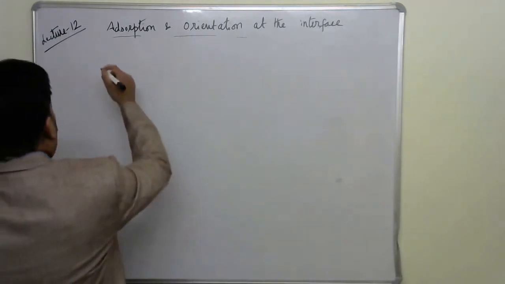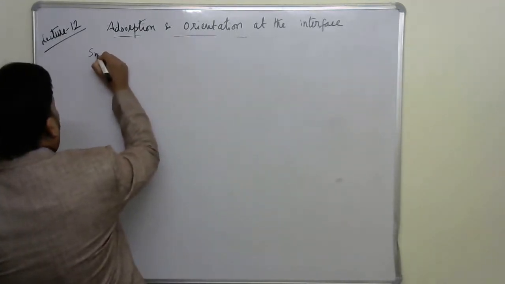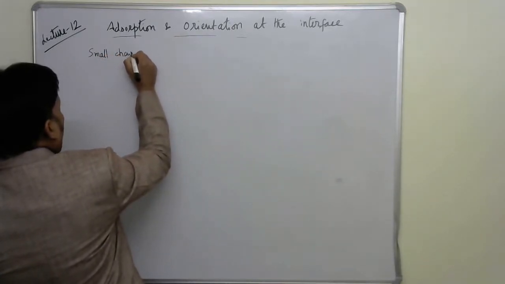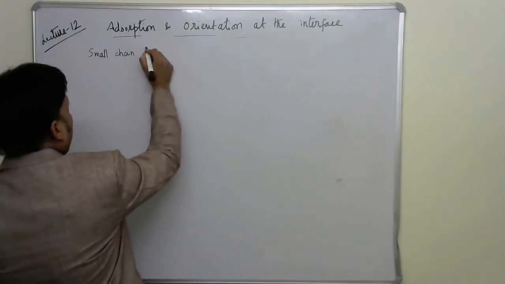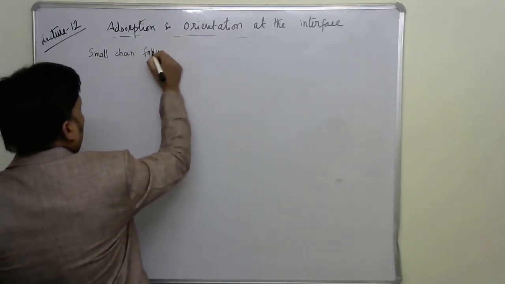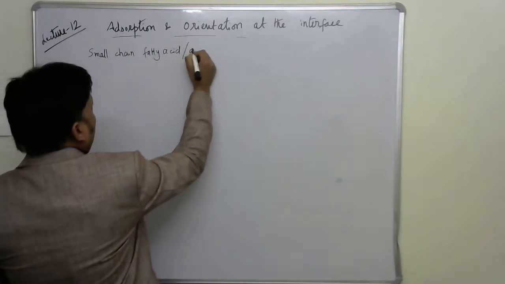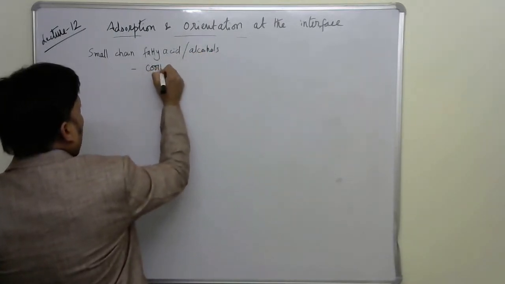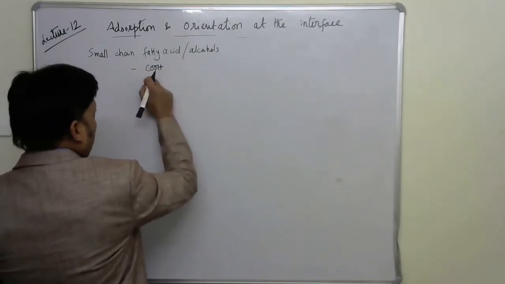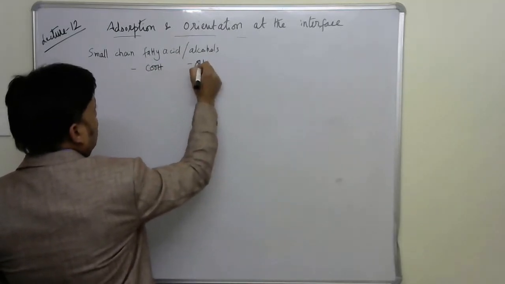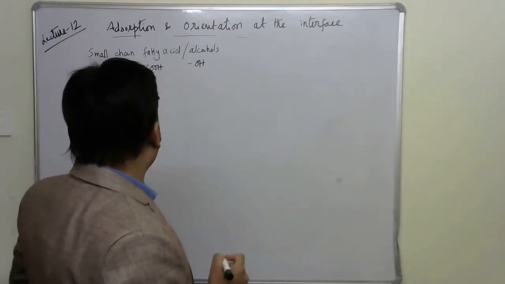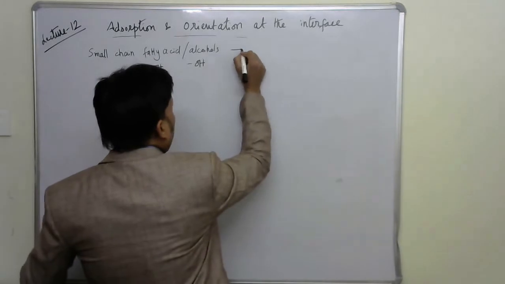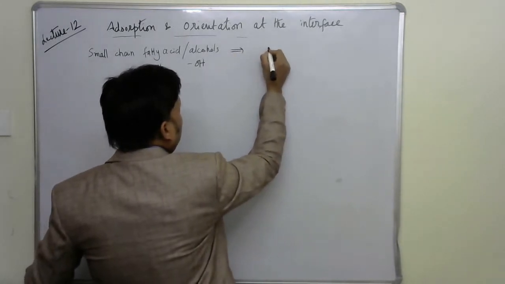We can think about certain small hydrocarbon chain fatty acids or certain small chain alcohols. Okay, so the functional group here is the carboxylic acid group, and alcohol means OH. So these kinds of molecules can be represented something like this.